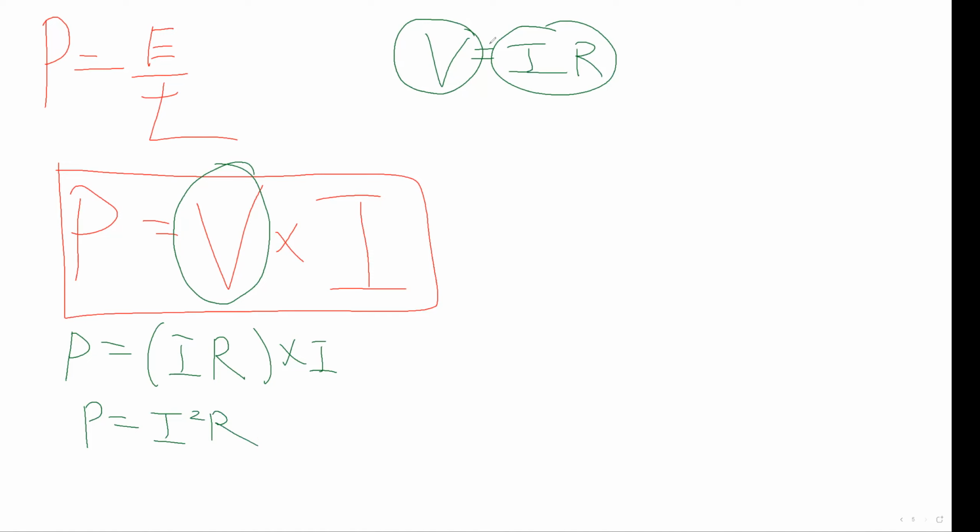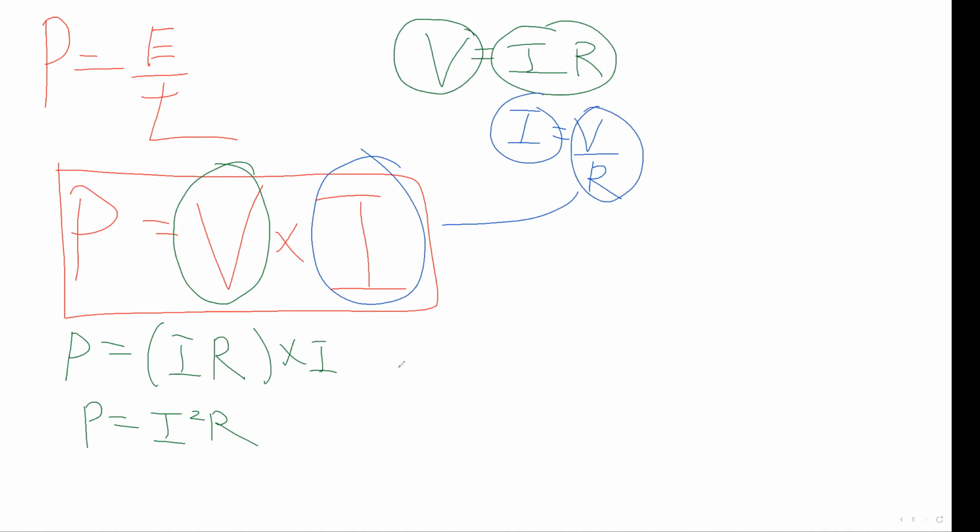My third formula is based on the Ohm's law formula as well, just that this time I make I the subject. Since I equals to V over R, and this is my I, this is I and this is also I, I'll substitute this into here this time, which gives me my third formula. Power equals to voltage times V over R, which is essentially going to give me P equals to V squared over R.